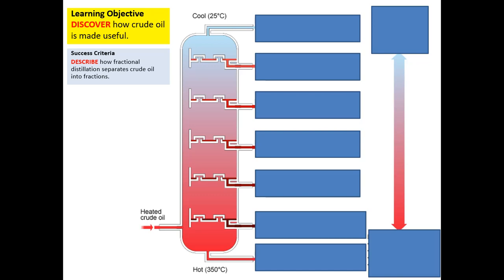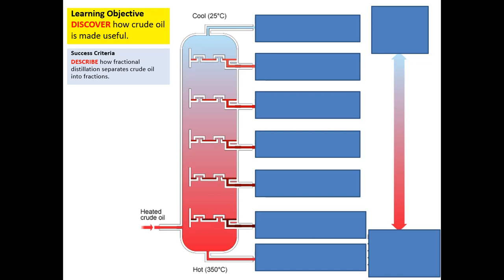Now, because of the different temperatures in the fractionating column, some of the fractions, as you know, we've got this big mixture of lots of different hydrocarbons. Every hydrocarbon, different length chains, mean that it's got a different boiling point. So when it gets just below its own boiling point and it's too cool to be a gas anymore, it's going to turn into a liquid. And that's what happens at each of these little taps off the side.